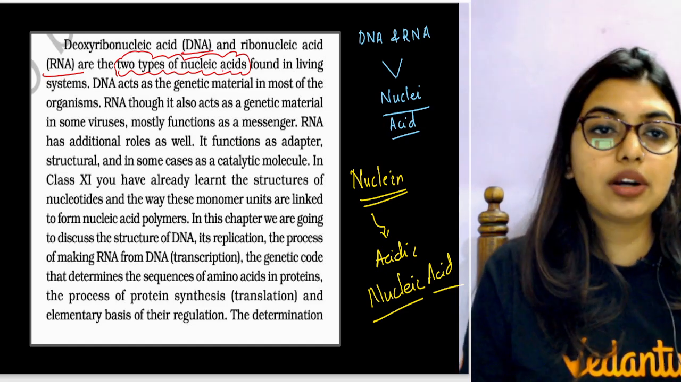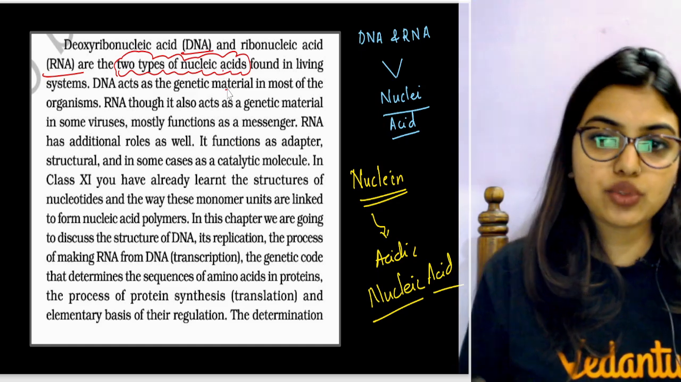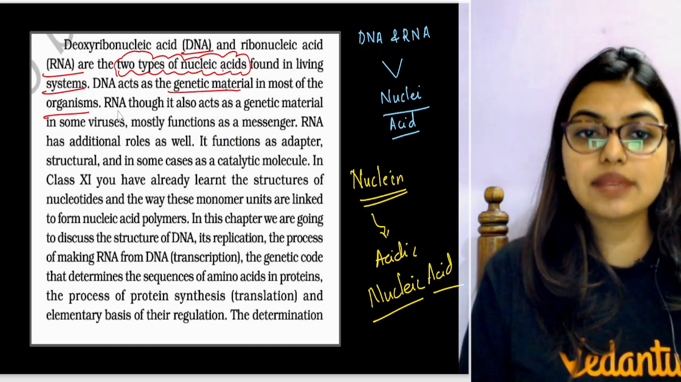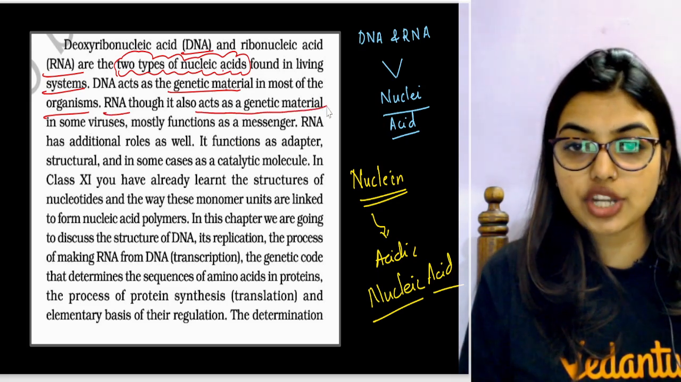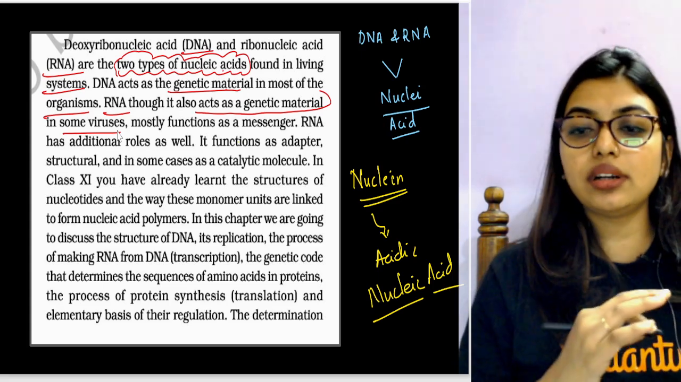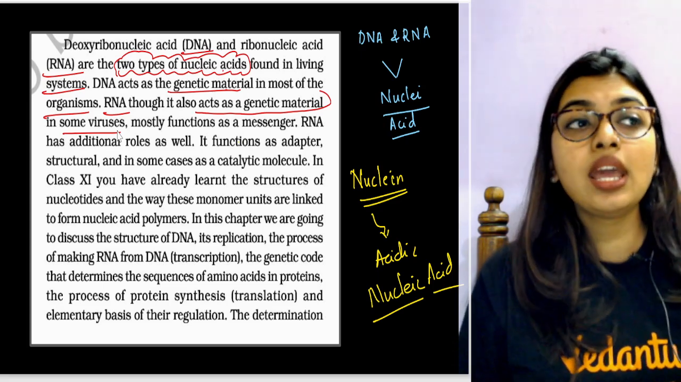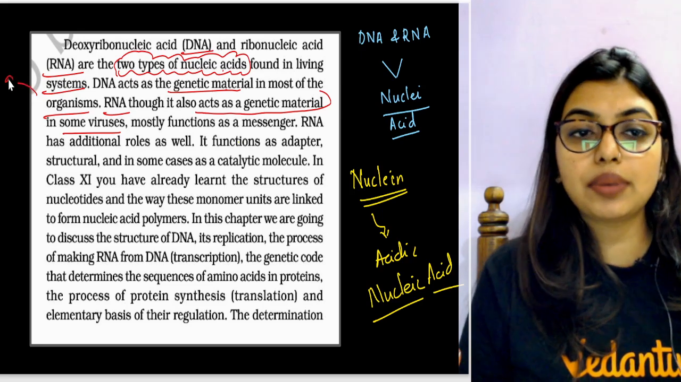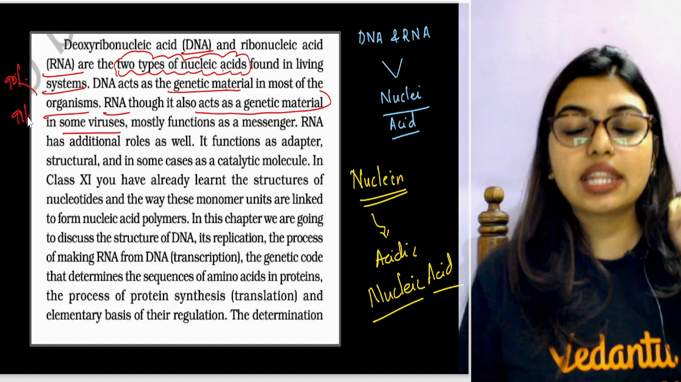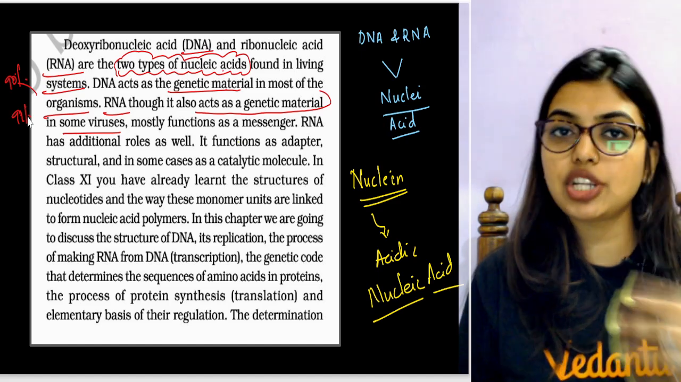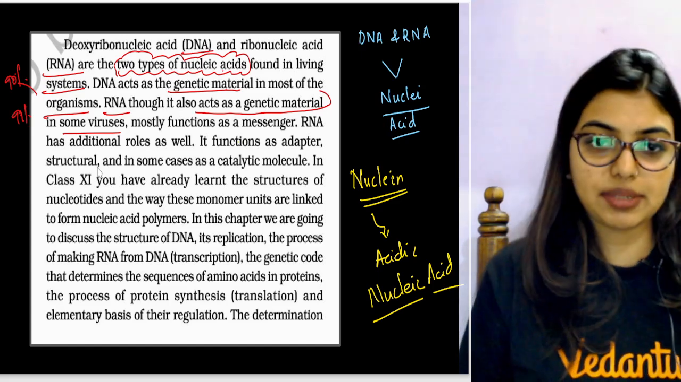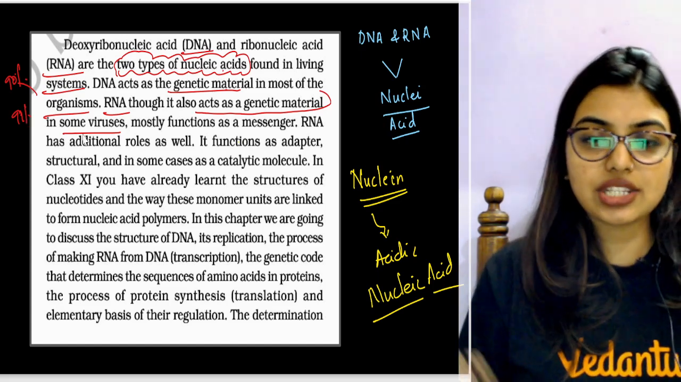So students, here they are telling that two types of nucleic acid are found in living systems. DNA acts as the genetic material in most organisms. RNA also acts as genetic material in some viruses. So DNA is the most common, prominent genetic material, present in about 90 to 99% of organisms. The rest use RNA as the genetic material, especially viruses like the tobacco mosaic virus.